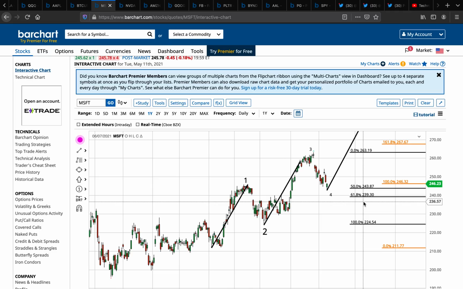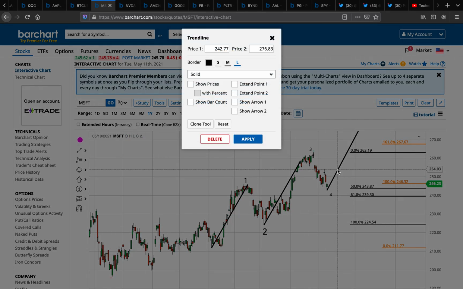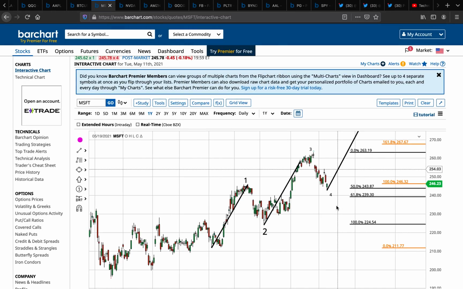If it doesn't break below 239, I think what's most likely happening, this is a wave 1 and a wave 2. This is a wave 3. This is a wave 4. The length of wave 1 placed at the wave 4 low will take Microsoft to 276 in the same time target as Facebook, the same time target as Google, 6, 7, 8 weeks from now. Okay? I want to see 239 hold as the low.